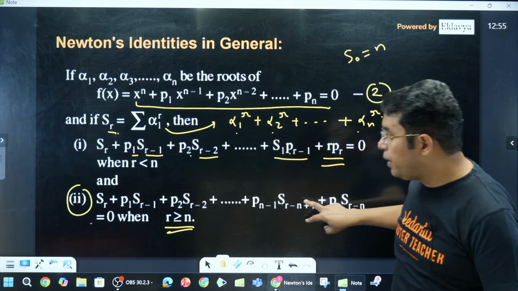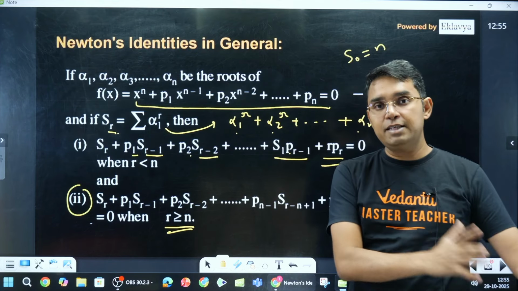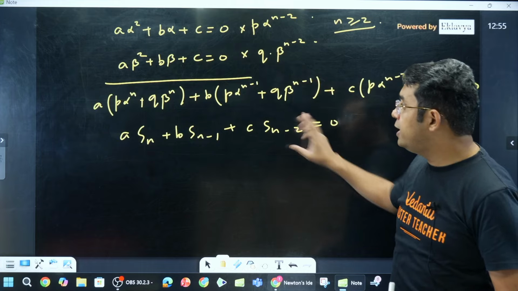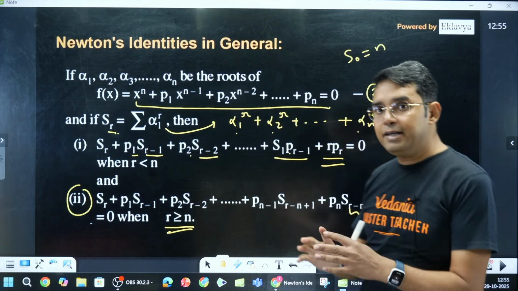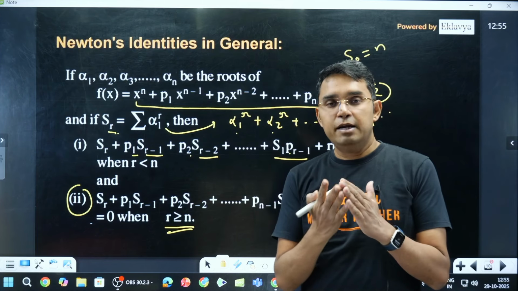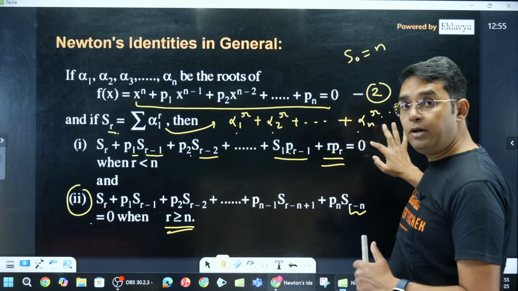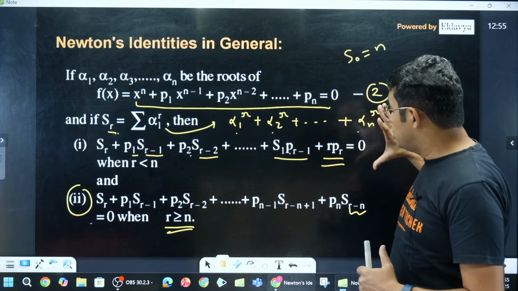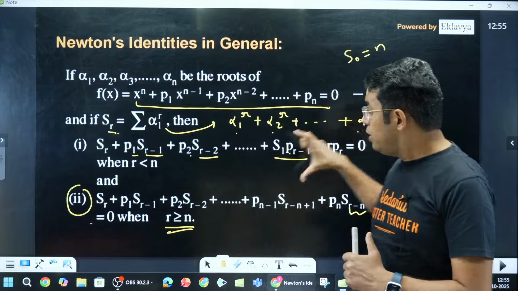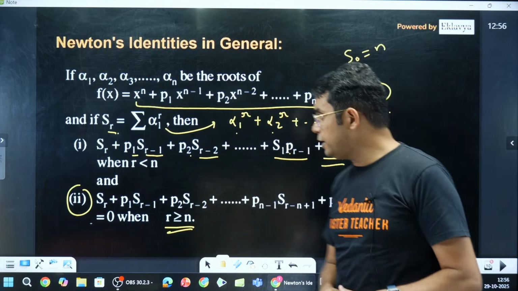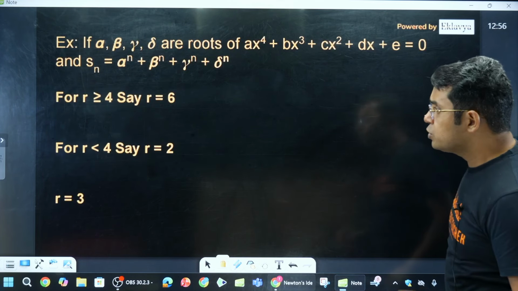The proof of this part is absolutely the same as I have given you here for the quadratic. But for this part it is a little tricky. I suggest that you first think over it, how it is coming, why R is coming, and then after P_R there is no term. So this is another case of Newton's identity, when R is less than n. I will show you through an example.